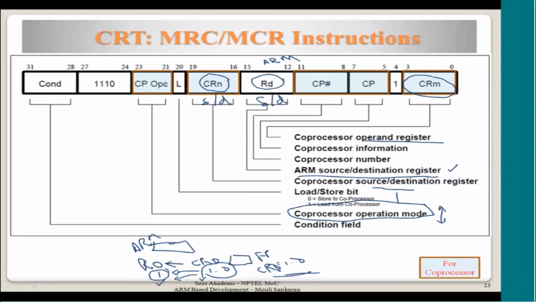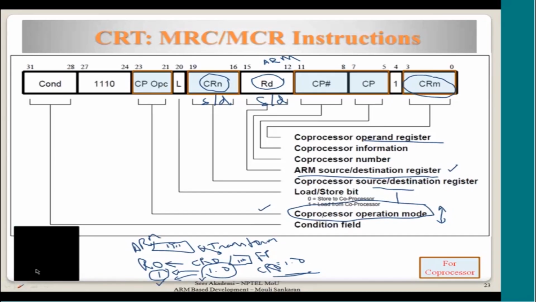Because these values are represented differently in the ARM register and the coprocessor registers. So you cannot have the same bit pattern in both places and expect that to work. So some transformation has to be done. The transformation is specified by this particular operation mode. Okay.